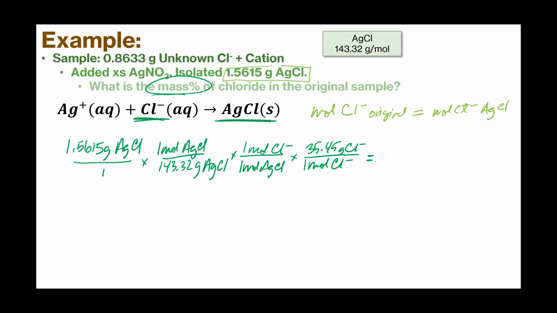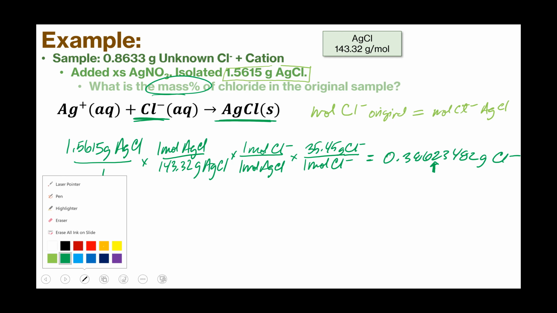1.5615 divided by 143.32, times 1 divided by 1. I'm not doing that on my calculator. Times 35.45 gives us 0.386238482 grams of chloride. This should have 4 significant figures: 1, 2, 3. So there would be our significant figures if we stopped. But we're not stopping, we're going on because we want mass percent.